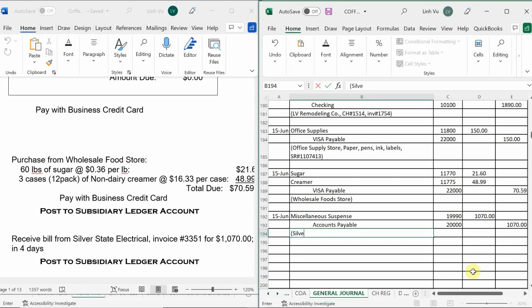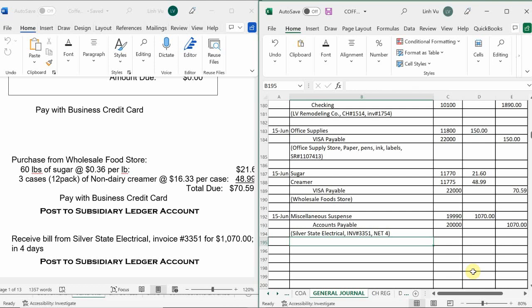Right, we're going to start off with the vendor that we owe. So Silver State Electrical. Okay. Invoice. Okay. And we'll put in how many days it's due in. Okay, and then we have multiple places and multiple locations where we acknowledge that this bill is due in 4 days. Okay.